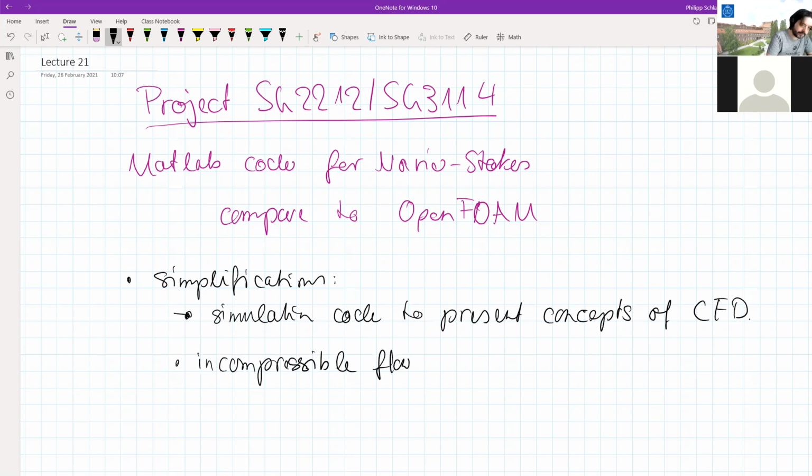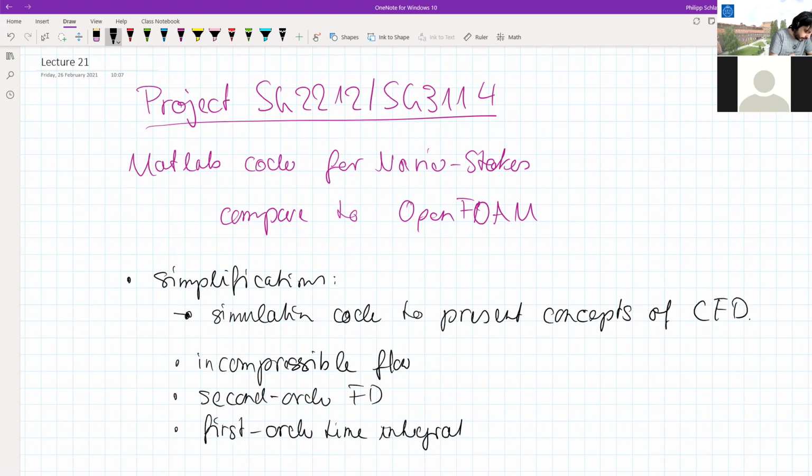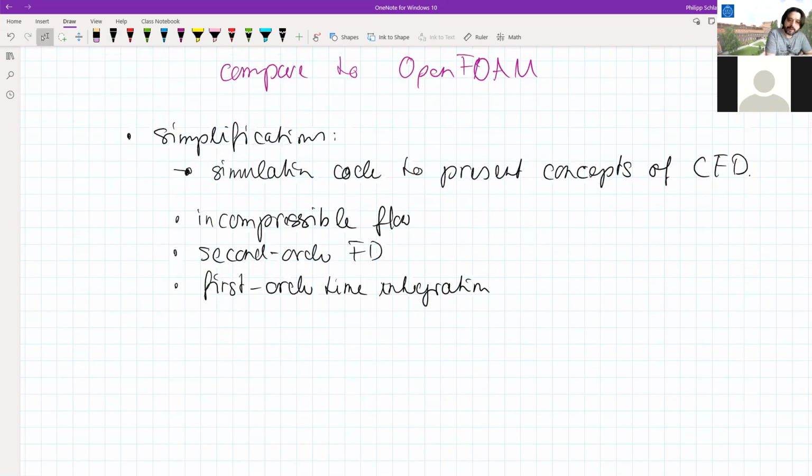So no compressibility. We only look at one specific discretization scheme, so second order finite differences in space, and we only have a first order time integration. So we're just using an Euler forward scheme, which of course could all be changed. We could have higher order finite differences, higher order time integration, but this is just not within the scope of this project.